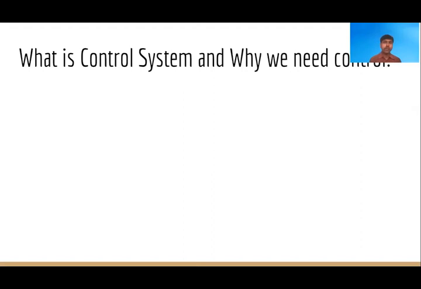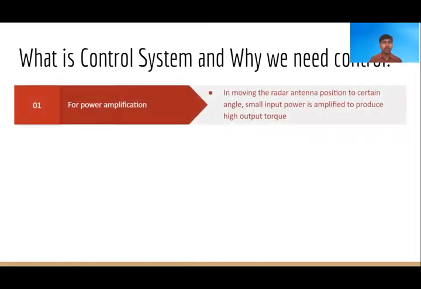If the output quantity of the system can be controlled by varying the input quantity, then the system is said to be a control system. Then why is this control action required for the system? Now we'll discuss different areas where control action is required. For power amplification, in some systems like a radar antenna, to maintain its position, we need to give amplified power to produce high torque on the radar to achieve the desired position.